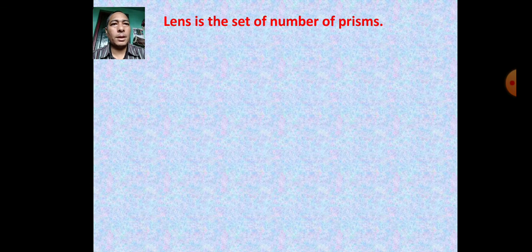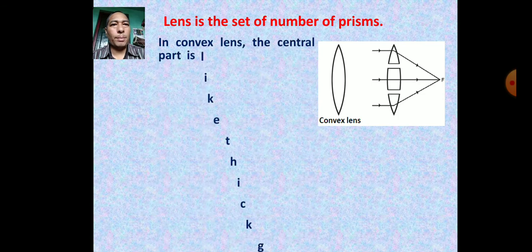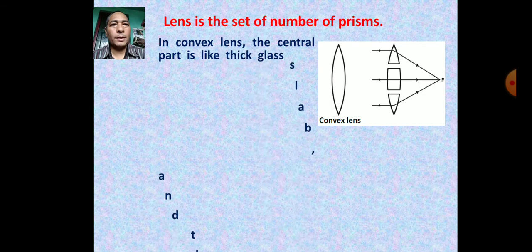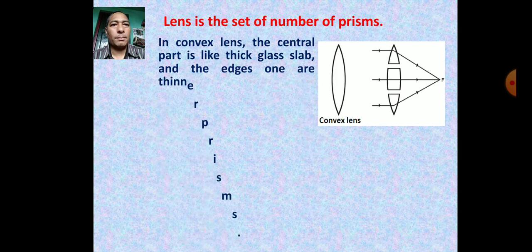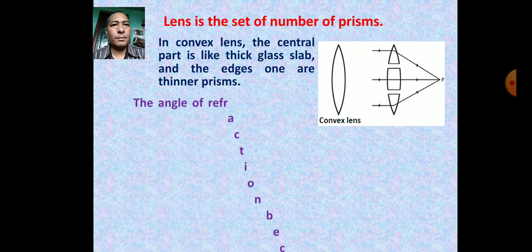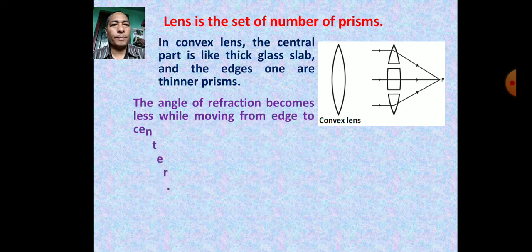Lens is the set of number of prisms. In convex lens, the central part is like thick glass slab, and the edges are thinner prisms. The angle of refraction becomes less while moving from edge to center.